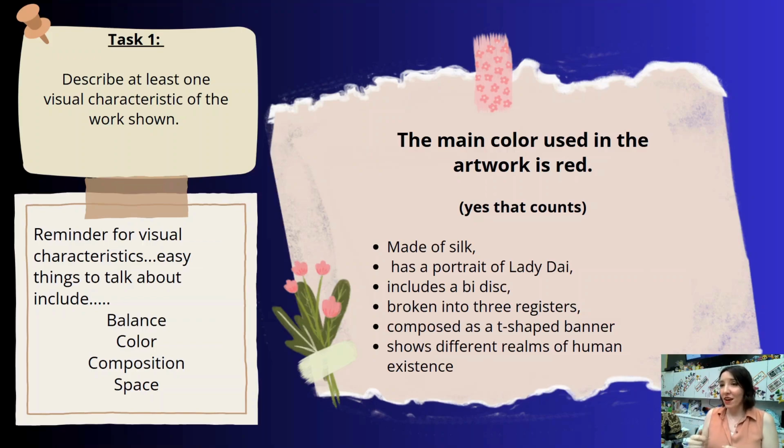So what I wrote: the main color used in the artwork is red. Yay, a point. A lot easier than the point in the compare and contrast FRQ. Other ones that College Board included: it's made out of silk, has a portrait of Lady Di, includes a bi disc, broken into 3 registers, composed as a T-shaped banner, or shows different realms of human existence. Any of those things would count as the point. Easy point. You got this, get it, move on. So again, don't spend forever on visual characteristics. Be specific, but don't go crazy yapping.